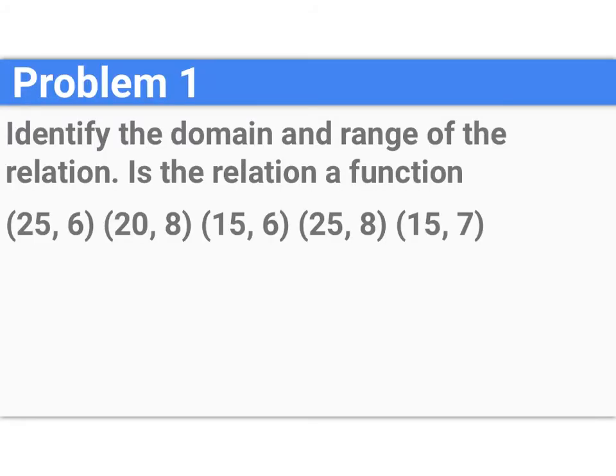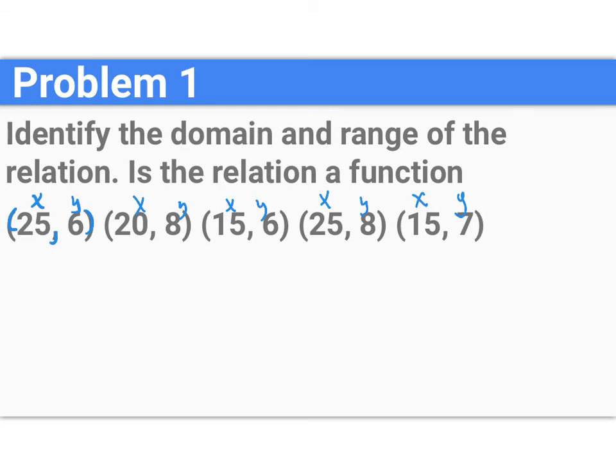Okay, so let's look at our first problem here. Identify the domain and range of the relation. Is this relation a function? So whenever you see two numbers inside of a parenthesis separated by a comma, you have what is called a point. And your domain is always on the left and your range is always on the right, indicated by x and y. So x, y, x, y, x, y, x, y.